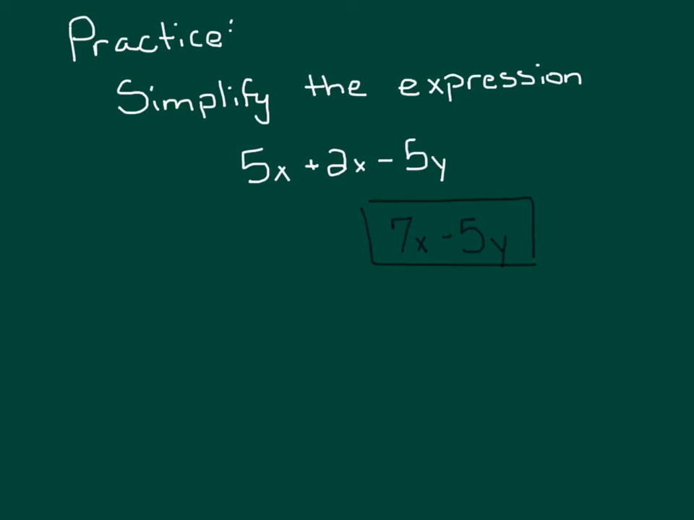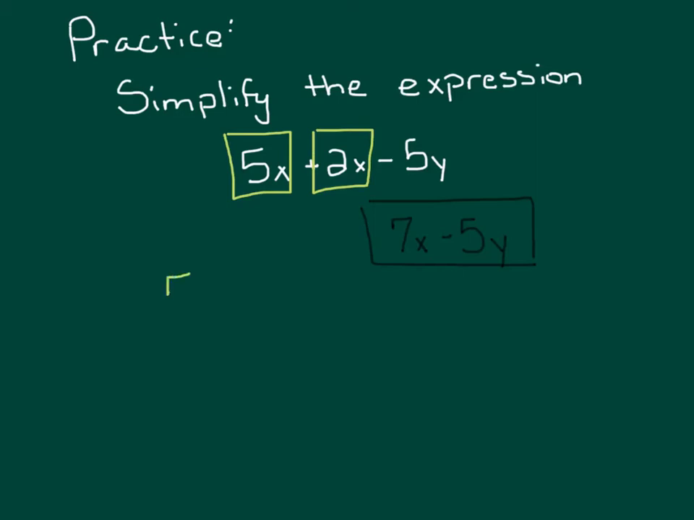If you didn't, stay with me while I explain why our solution should have been 7x minus 5y. So if we look at our terms at this point in time, we have the term 5x plus 2x, and then we're subtracting from that 5y. Do you see that 5x and 2x are like terms? Because they're like terms, in this case I can add them together.